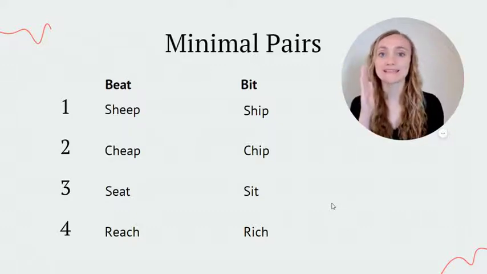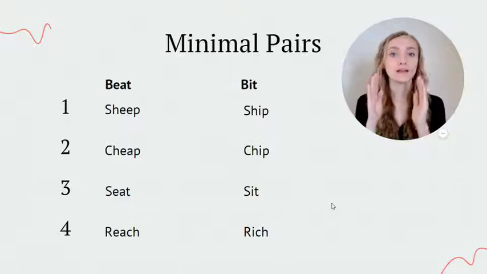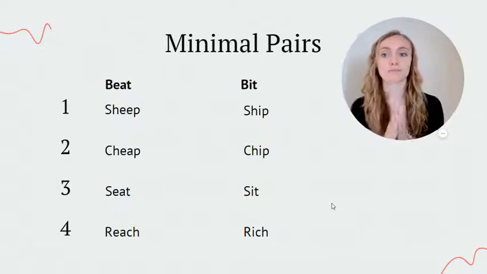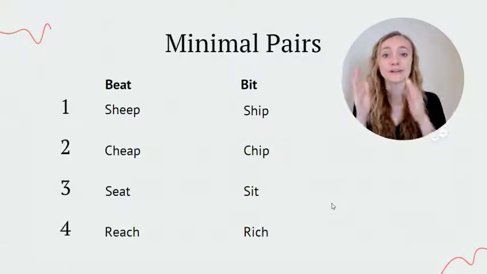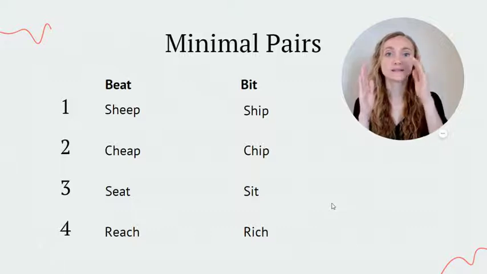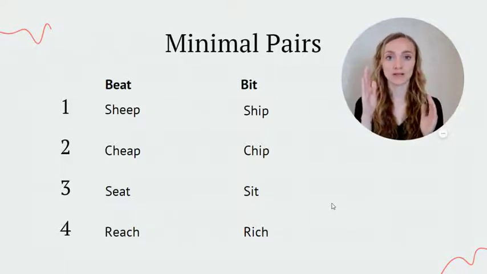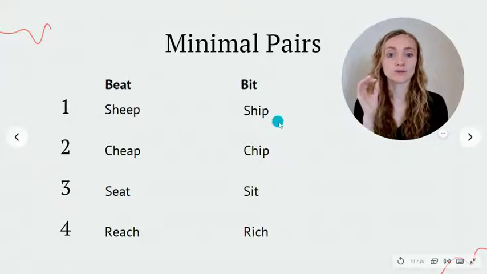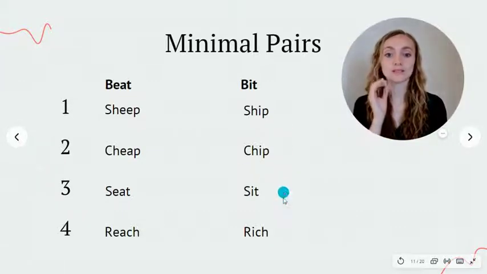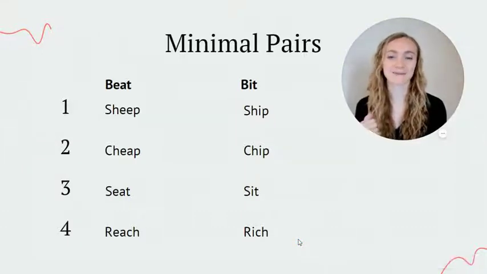Now we're going to compare between E and I. So remember the E is tense, more closed mouth, higher sound. With the I, we relax, we drop our jaw. Okay? Sheep, ship. Cheap, chip. Seat, sit. Reach, rich. Okay? So ship, chip, sit, rich. Relax jaw. Awesome. Great job with those minimal pairs.